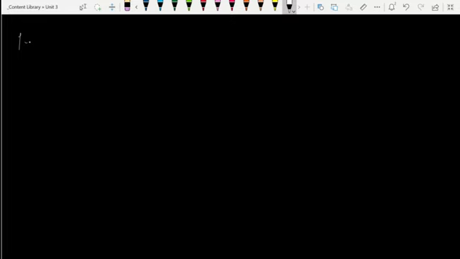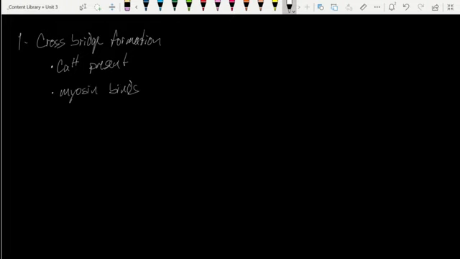So, step 1, Crossbridge formation. A couple of things to note. Number 1, this happens in the presence of calcium. Why? As we just reviewed, calcium binds to troponin. Troponin then moves tropomyosin out of the way, exposing those binding sites on F-actin. So, the crossbridge formation occurs as myosin binds to actin.